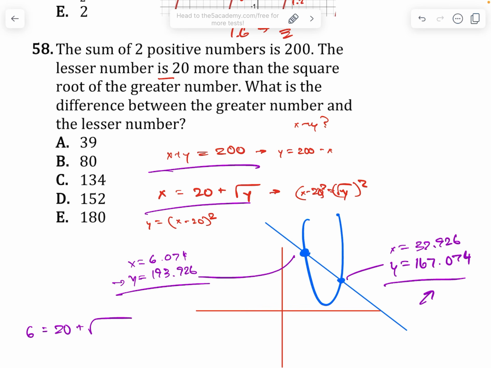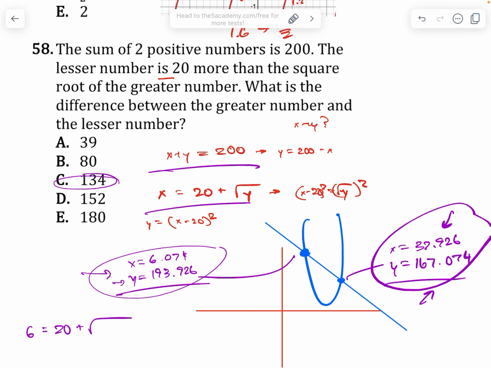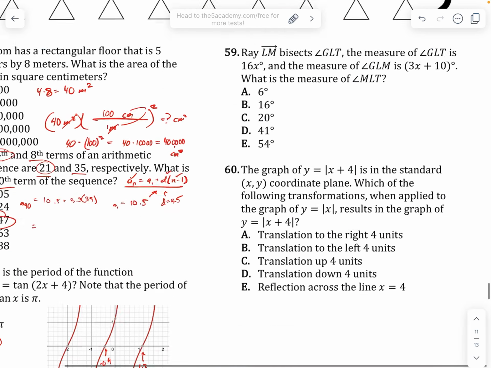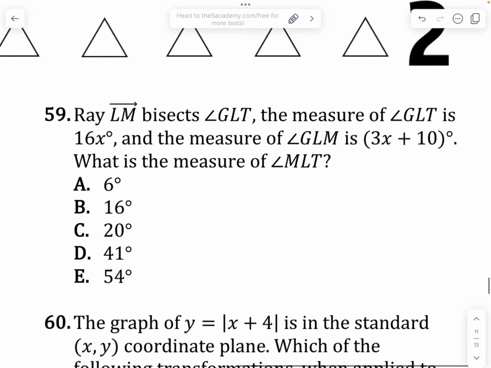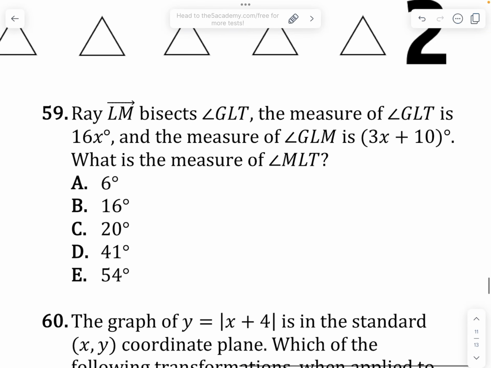So difference between the greater number and the lesser number. This one shows it being about 134. This one shows the difference between greater number and lesser number being about 186. That's not an answer option. So your answer, you have to go with this solution, okay? Even though this one does meet both these conditions, it's just not the one that the answer option is really asking you about.